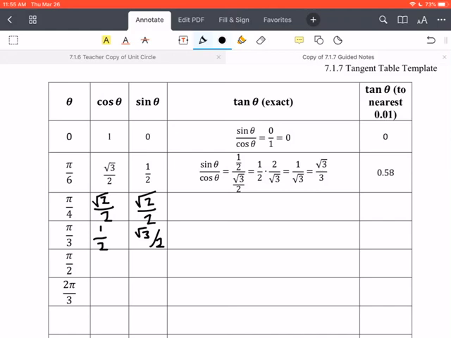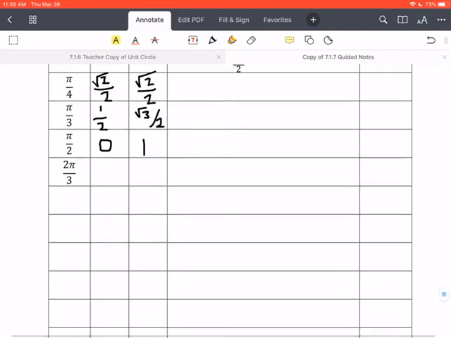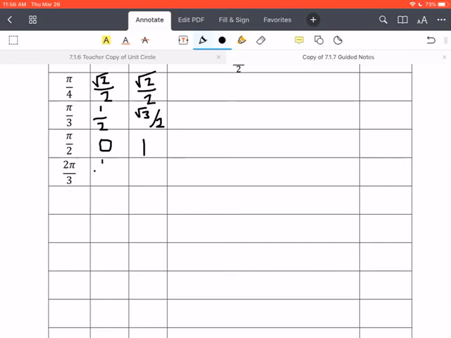Pi over 2 is going to be over 0, up 1. Then we have 2 pi over 3, which is going to be 1/2. You're going to see symmetry happening. Root 3 over 2, but then I'm thinking, okay, I have to go negative in the x direction. Then we come across 3 pi over 4, and that is going to be root 2 over 2, root 2 over 2. And again, we have the negative in the x.